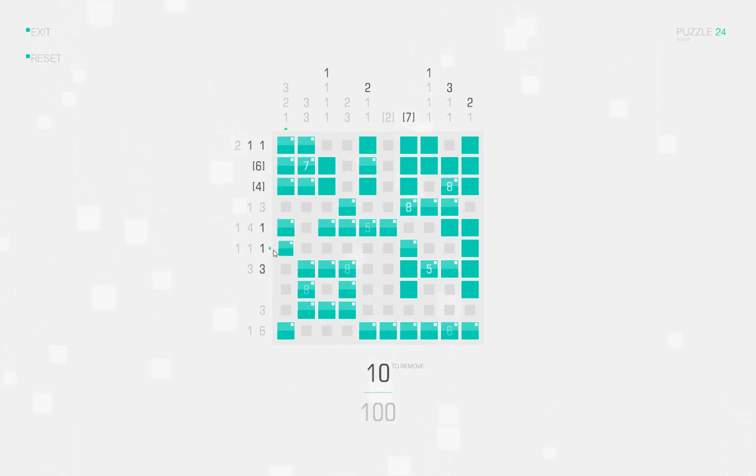In this row we need 3 ones. We have 1, 2, and then the last one, 3. So in this column we have a 2 and a 1. The 2 has to go here or here, so it doesn't go here, and it doesn't go anywhere up here.